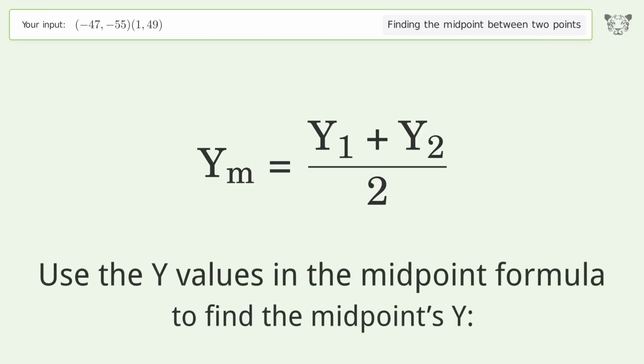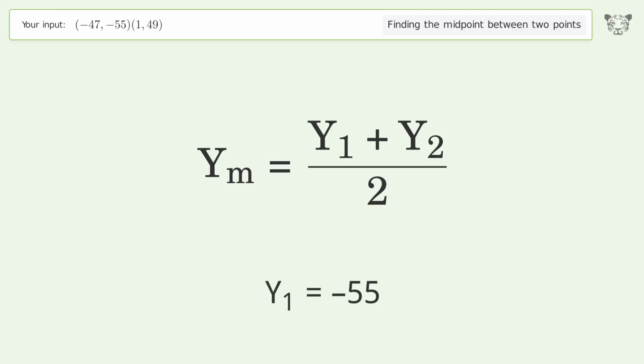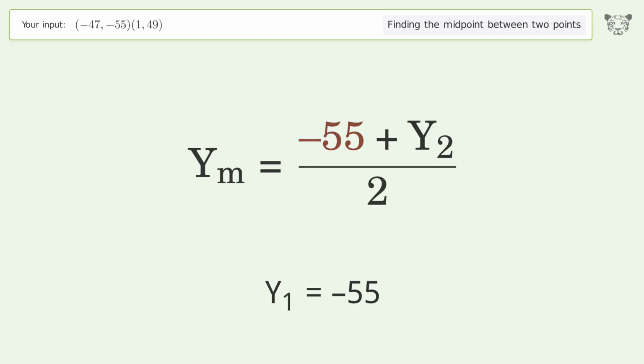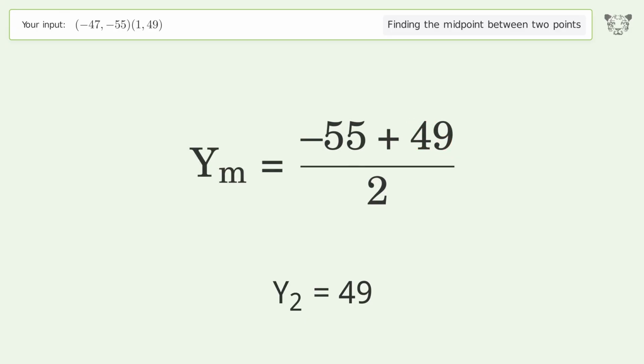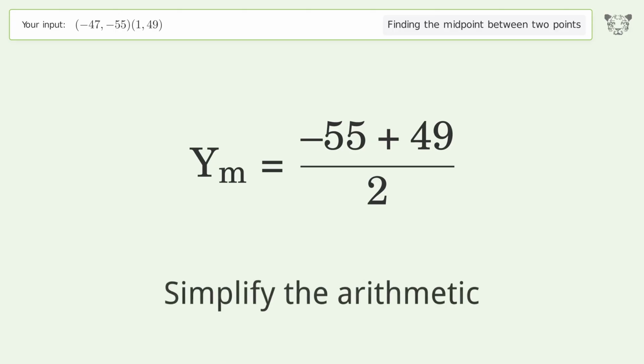Use the y values in the midpoint formula to find the midpoint's y. y1 equals -55. y2 equals 49. Simplify the arithmetic.